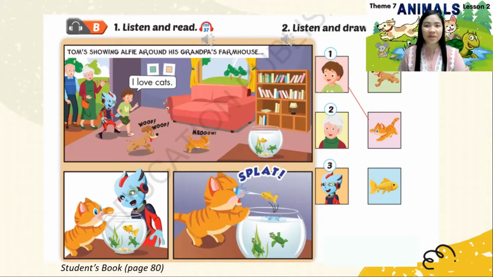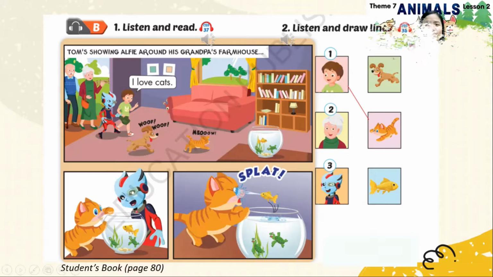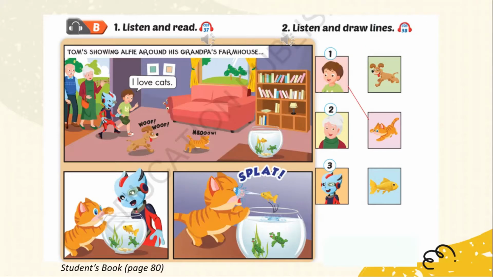Now let's go to number 2. Listen again and draw lines. B. 2. Listen and draw lines. Look at the pictures. Listen. There is one example. 1.